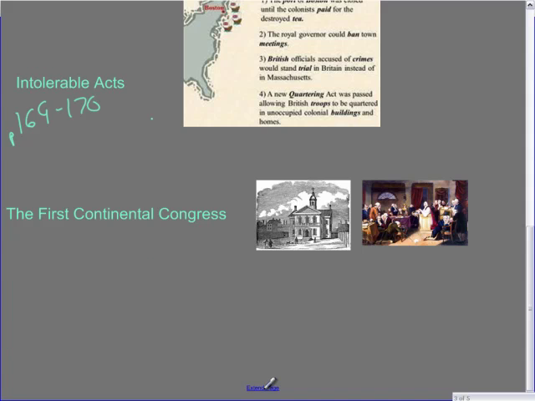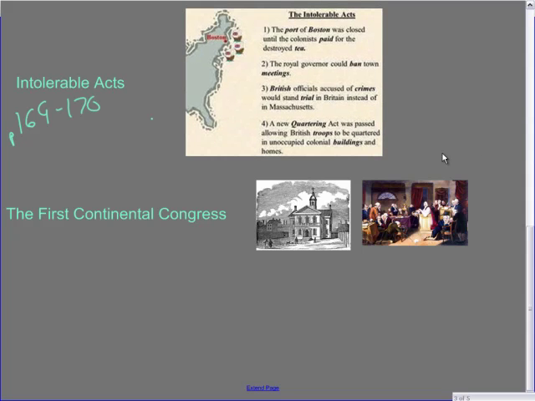So the point here is that they call these the Intolerable Acts because it's like they can't live with them. They just can't. The colonists just can't stand these acts. They can't deal with them, and they need to get rid of them.